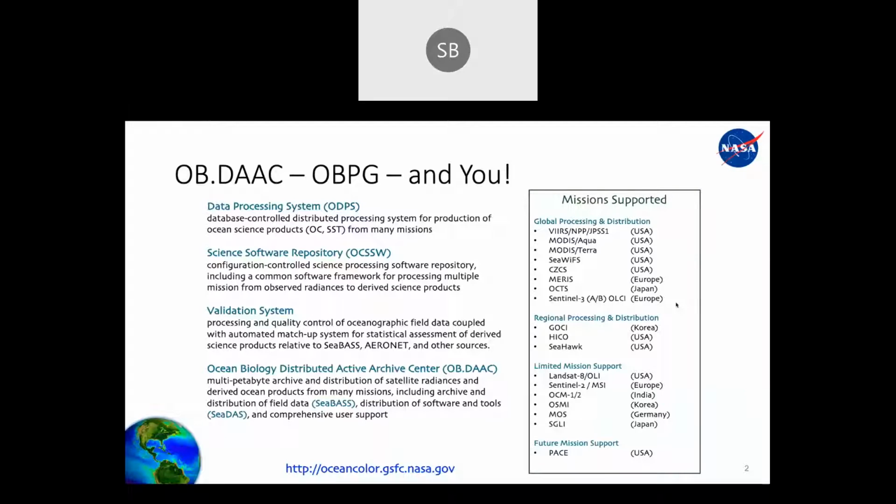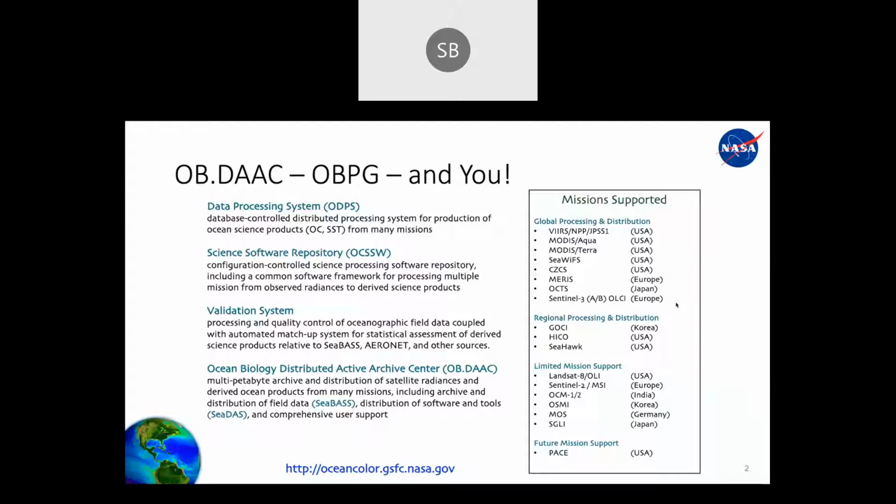We also make use of some data produced at a sister Goddard entity called AeroNet, which has some automated robot ground-based radiometers, a few of which actually measure radiances coming from the water, and we use those as well. And then we are an archive of these data.